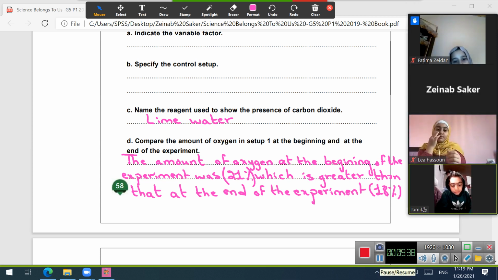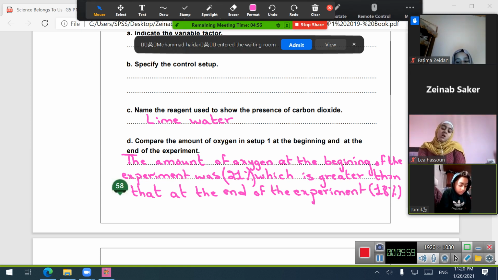Okay, Jamil, please, can you repeat? What do living things breathe? What do they absorb? The living thing breathes oxygen. Yes, when they breathe oxygen, what can they release? Carbon dioxide. Excellent. Thank you.